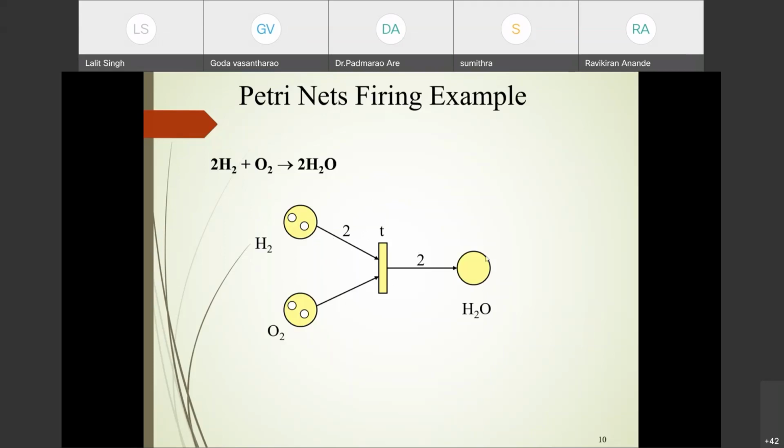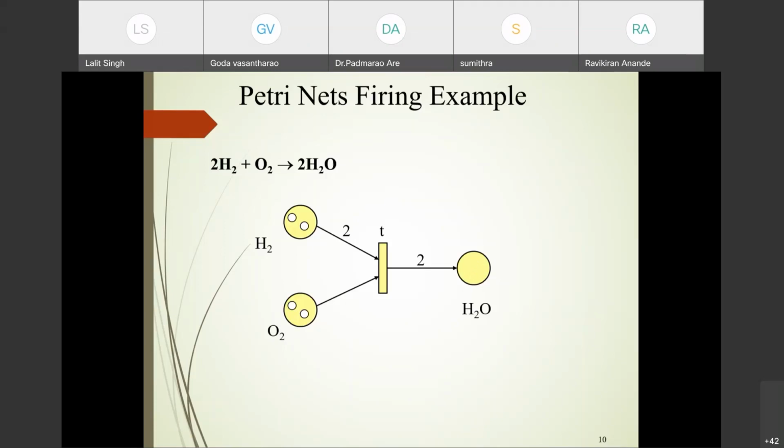For example, in this figure, because the weight of the arc that is connecting the hydrogen place and transition T is 2, after firing of transition T, 2 tokens will be moved out from the hydrogen place. Similarly, 1 token will be moved out from the oxygen place. But how many tokens will be deposited to the output place? That also depends on the weight of the output arc, and the weight of the output arc is 2. Hence 2 tokens will be deposited into the output place.